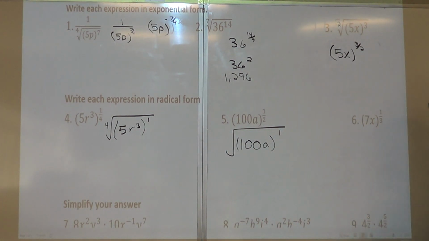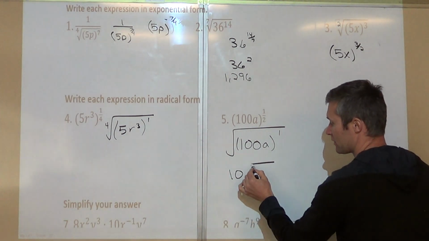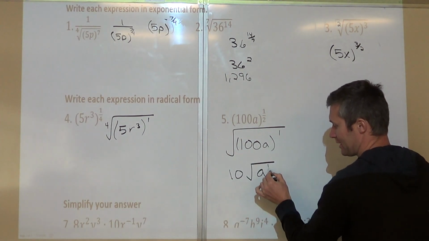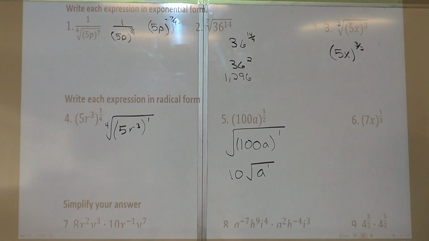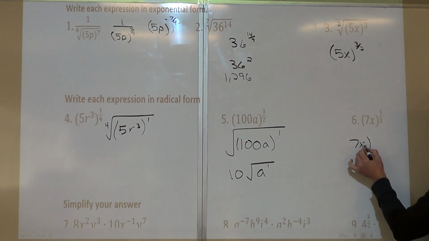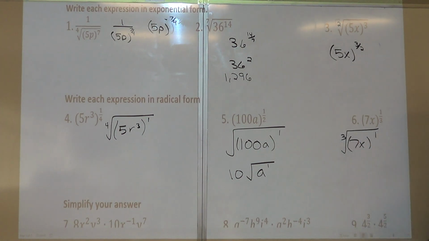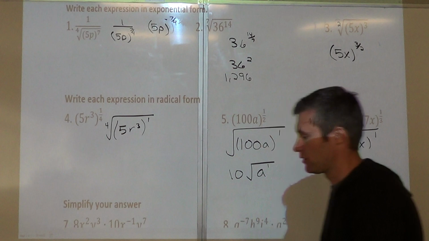Now, one thing that we can do, what's the square root of 100? That'd be 10. Still square root of a. And you could say a to the first power. You can leave it like that. Over here, 7x. Make sure it's in parentheses. Power of 1, root of 3. Go to the next ones.